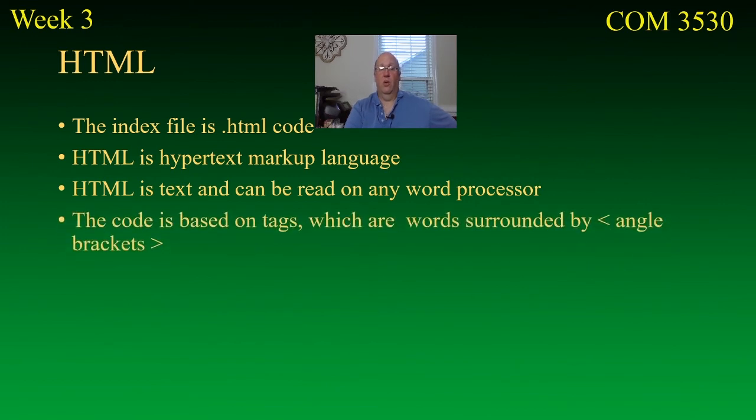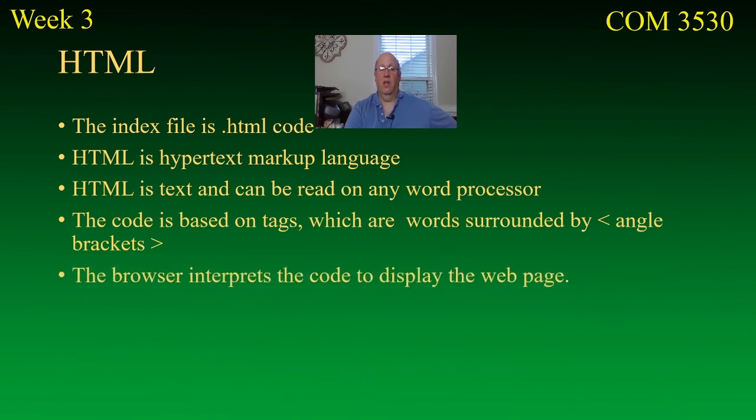And so the code is based on tags, which are words surrounded by angle brackets. And so when you're typing something onto a web page, angle brackets are not generally good to have in a web page if they're not intended to be codes. And we'll get into that when we talk about coding. The browser interprets the code and displays the web page. And so most of it is going to be the text. If you've got, let's say, a document online that has a lot of words in it, all of those words are text, they're going to be in the code.